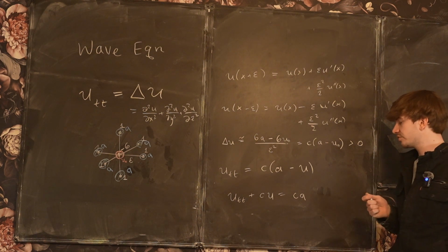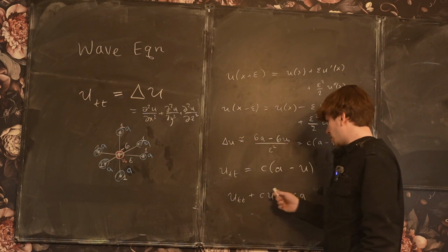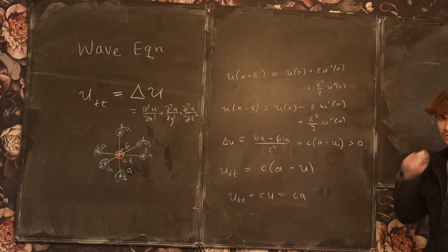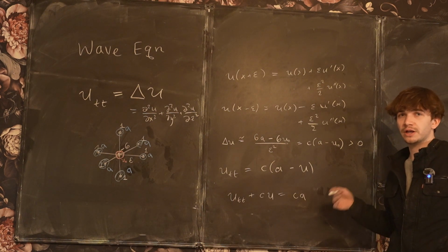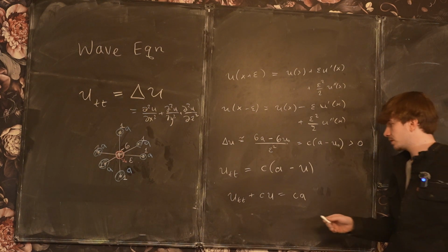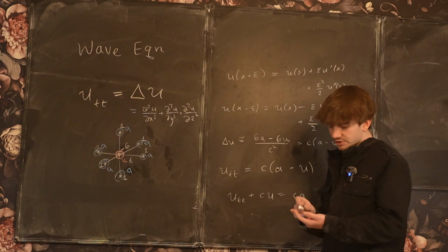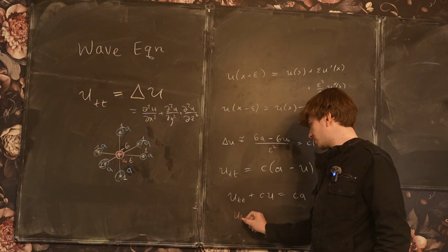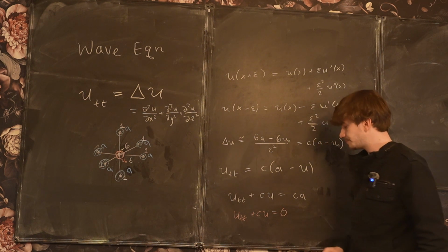And so we should be able to just use the characteristic equation for the homogeneous part, solve the homogeneous equation, and then add a particular solution, get a complementary solution and add a particular solution. So let's quickly solve this differential equation here. Okay, so let's first consider the homogeneous piece, u_tt + cu = 0.